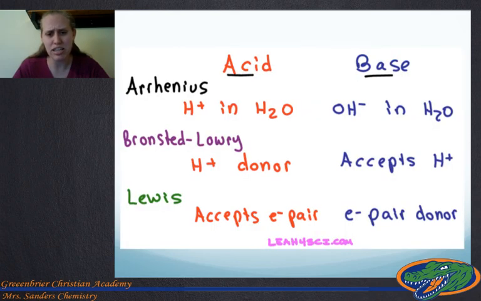Notice this is a summary statement with the Arrhenius, Bronsted-Lowry, and the Lewis models. So notice that the Arrhenius focuses on H plus and then OH minus, and the Bronsted-Lowry only cares about H plus, but it's going to be a donor or an acceptor. Now as we go into the Lewis model, you're going to find that we're not even going to talk about hydrogen anymore. Instead, to be more inclusive, Lewis is going to focus on electrons and is going to have an electron pair donor or an electron pair acceptor.